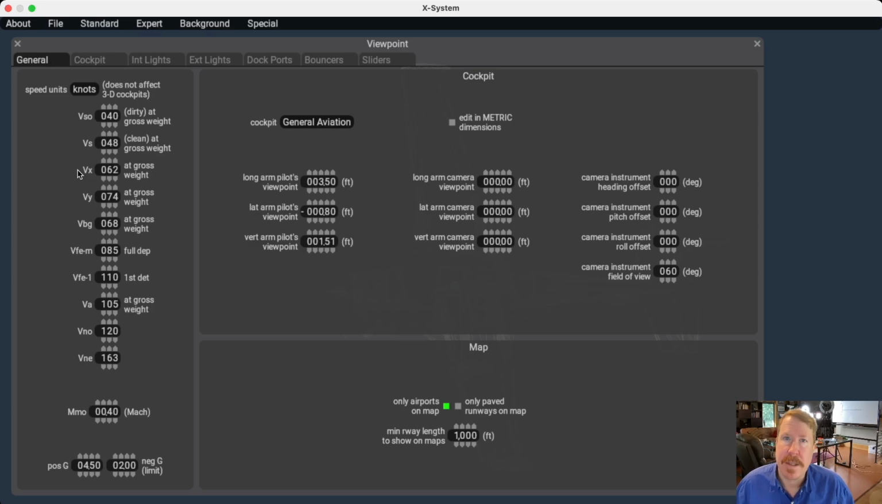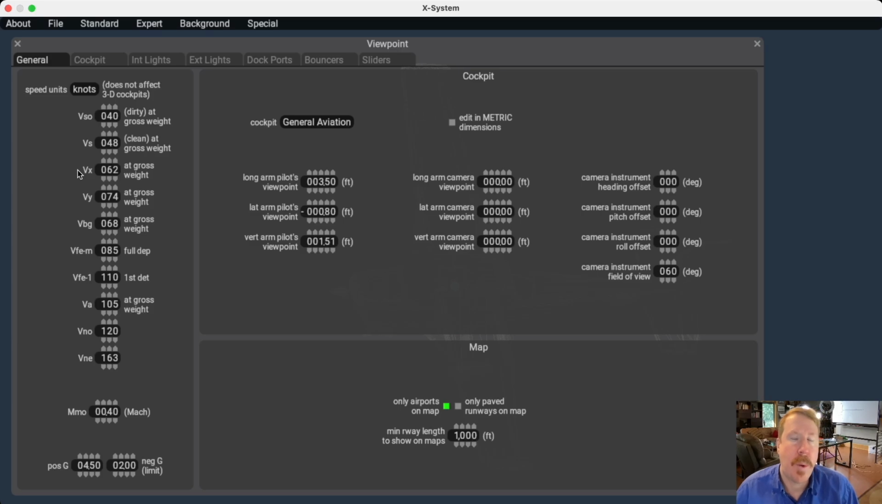Next one is VX. This is the best angle of climb. So if you've got full power, you raise the nose until you get to, in this case, 62 knots, and you're going to get the best angle of climb coming up out of the runway. This is obviously useful if you're taking off on a short runway with trees at either end. You want the best angle of climb to get up over those trees.